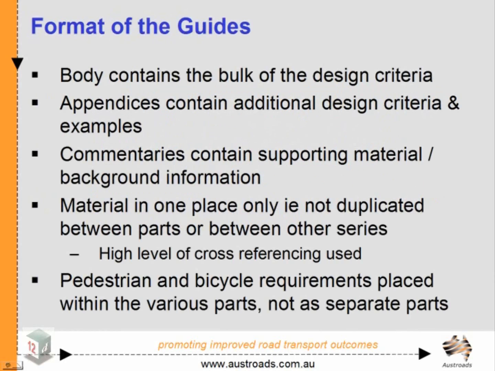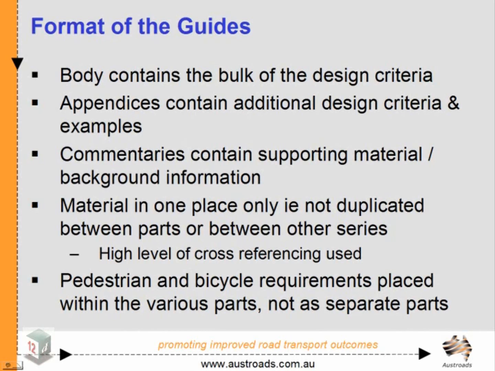Now, with the new guides, some of the format we decided on when writing them was that the body contains the bulk of the design criteria, with the appendices containing additional information, and the commentaries providing supplementary and background information, such as where the criteria come from. What we wanted to do was put material in one place only and not duplicate. And we've done that by using a high degree of cross-referencing.